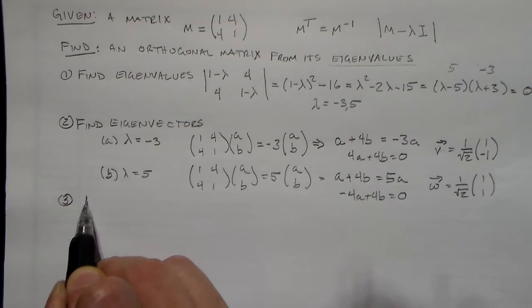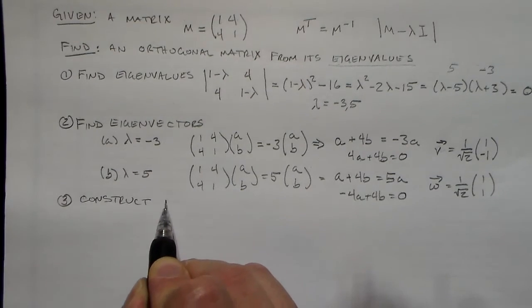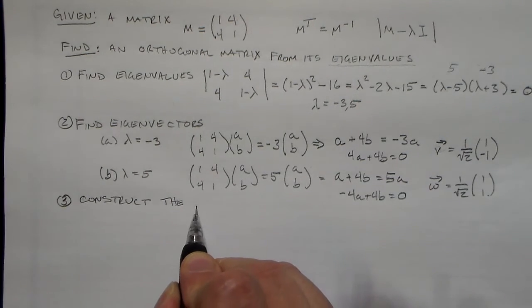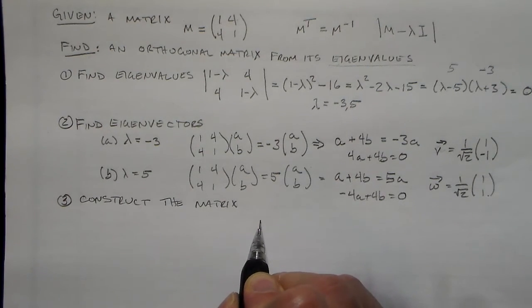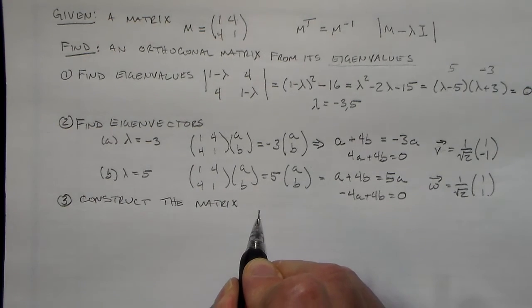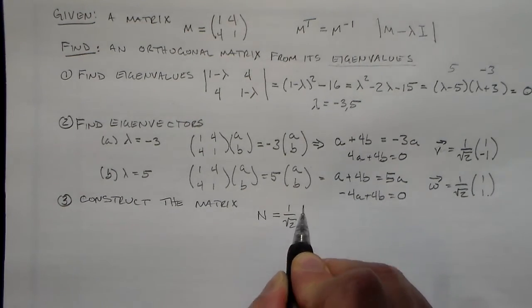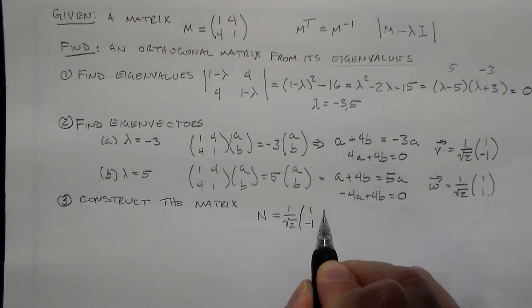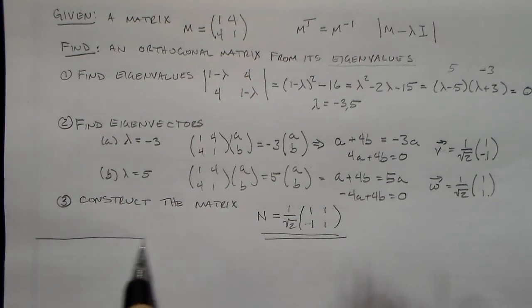Like I said previously, when we construct this matrix, all we have to do is use these two vectors as columns. What should I call this? Let's just call it N, and we use 1 over the square root of 2 times the matrix with columns 1, minus 1 and 1, 1, V and W. So that's the matrix. The only thing we might want to do is actually check. It's usually good to check something.